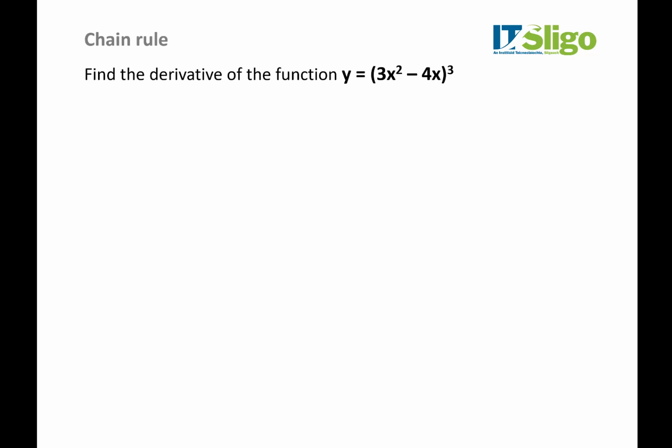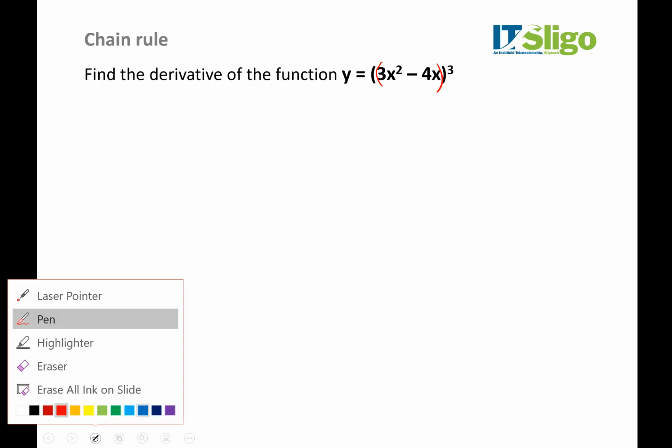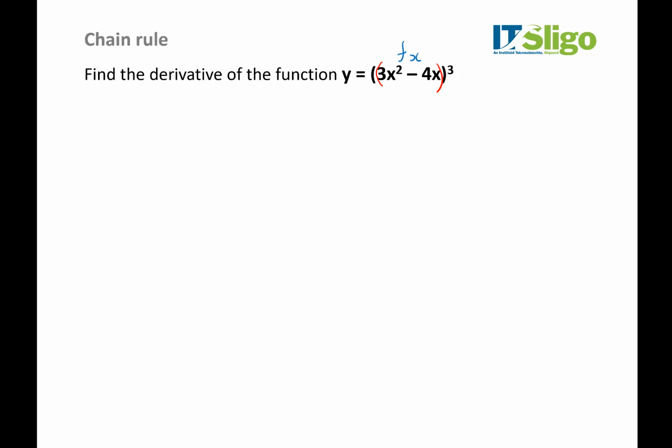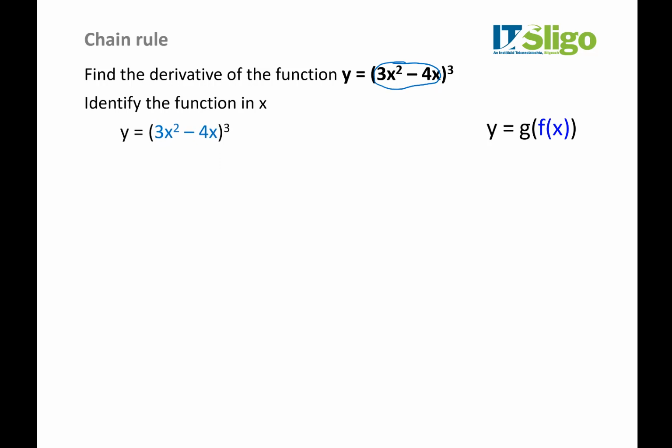So here we have a function. Now I hope you'll see there's an x bit. That's our f(x). I should write this in blue. There's f(x), and then the g bit is the cubed. That's g there, and there's f(x). So first step, identify the function in x. Well, that's this bit here, so in the next line it's colored in blue. So that's your first step. Now we've identified it as a composite function.